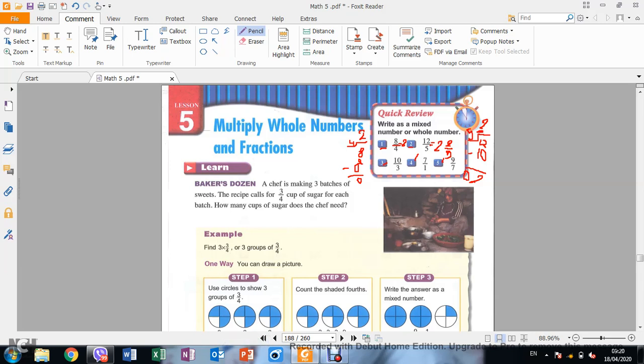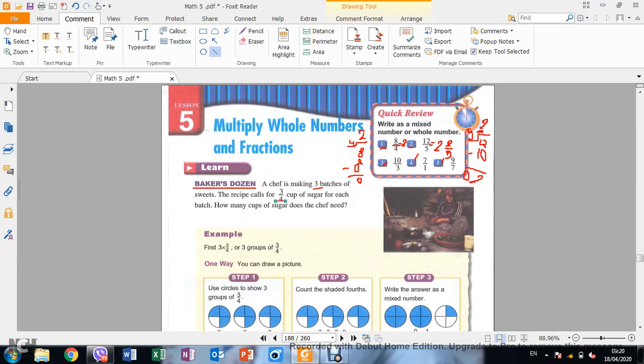Okay, look at this question. At first we read it. A chef is making 3 batches of the Swiss. 3 batches, okay? And the recipe calls for 3/4 cup of sugar for each batch, okay? 3/4. How many cups of sugar does the chef need?